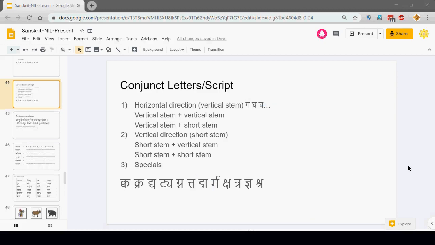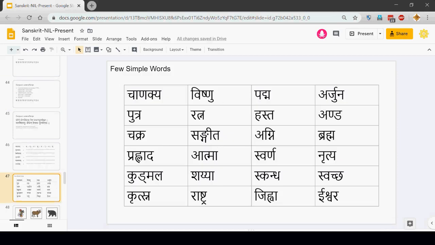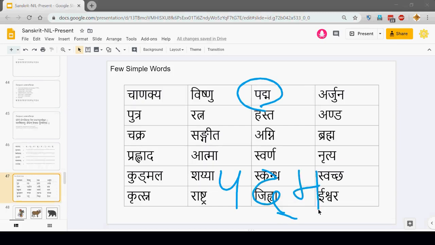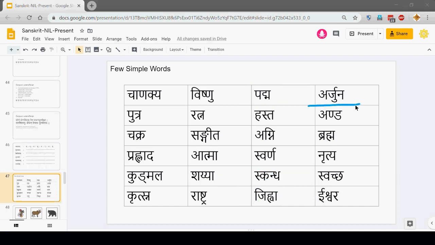So if you come to this one, what will be the pronunciation for the word here? Padma. Yeah, Padma. So the writing is pa, then there is the consonant da without any vowel, then there is ma. Padma. Okay, next one.